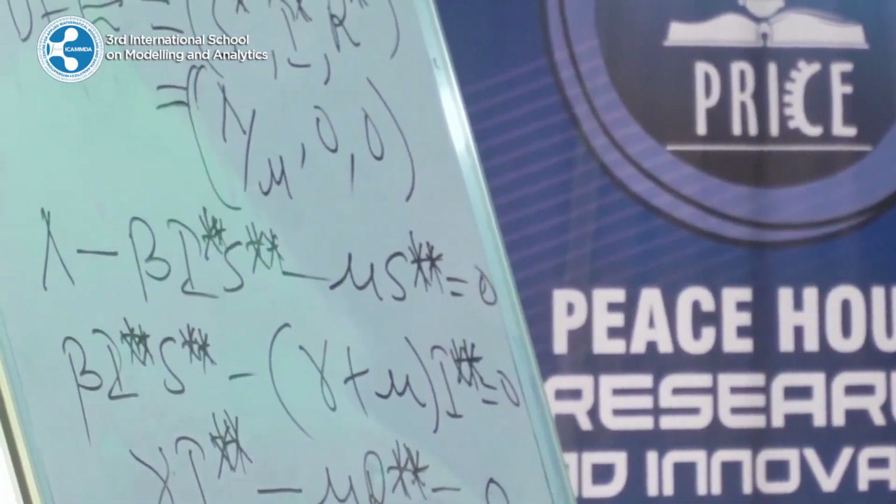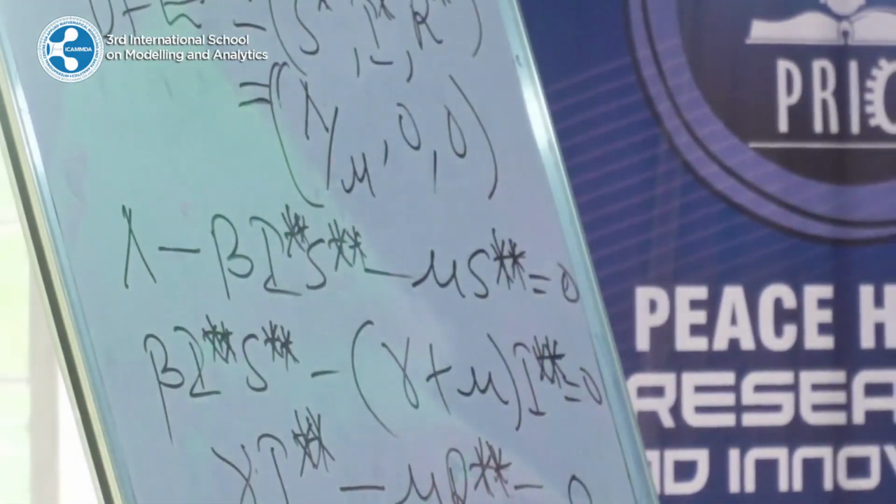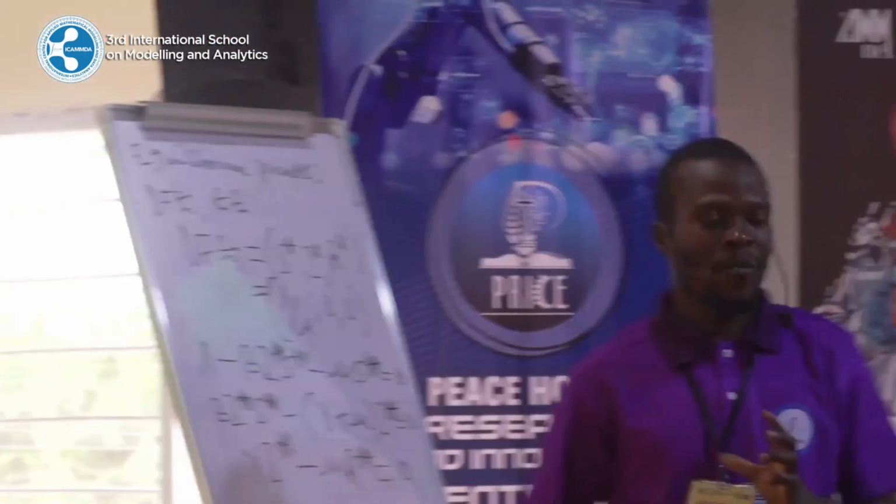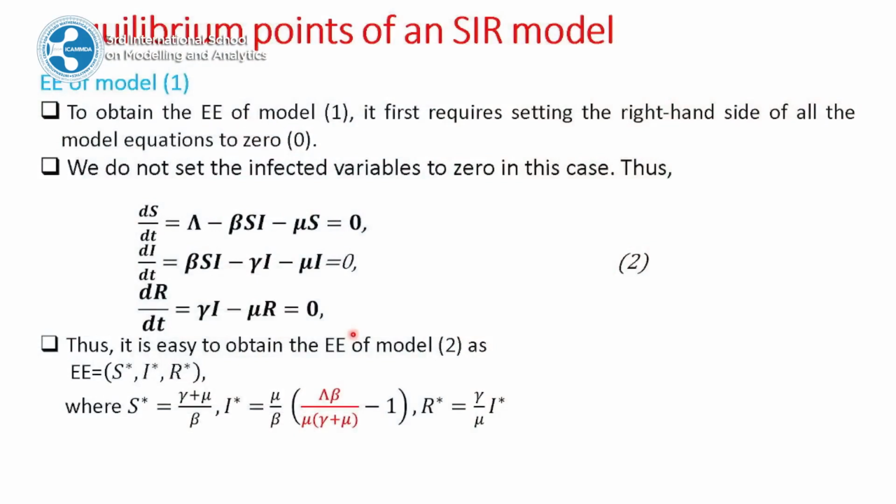Can I see this slide, please? We do not set the infected variable to 0 in this case because the disease is in the population. So if that is the case, we will need to solve the entire system as it is. How do we do that? For a simple model like this, it is very easy to explicitly express the solution in terms of the model parameters.